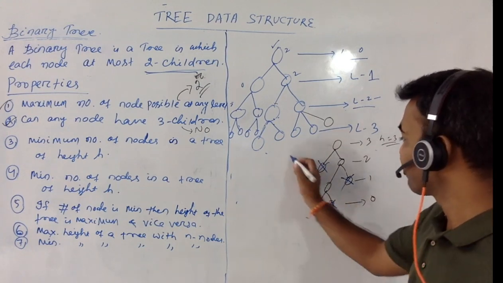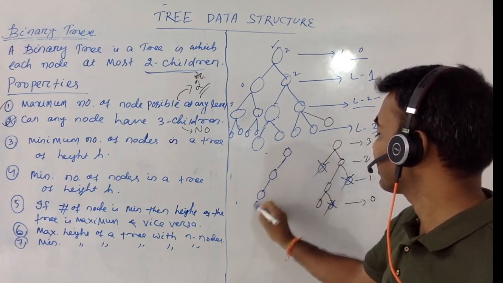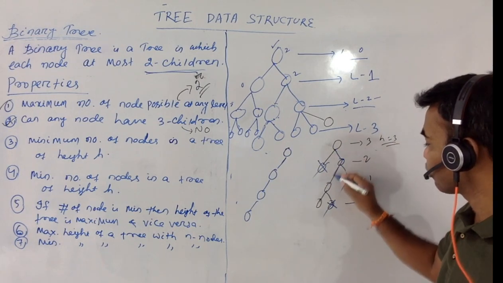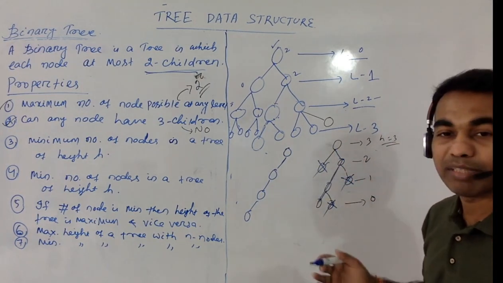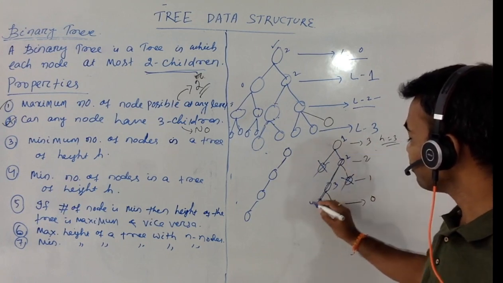So if we think about how many nodes, this could be one possible answer, and in this case this could be the minimum number. How many nodes is the minimum? If we count, this is 1, 2, 3, 4.